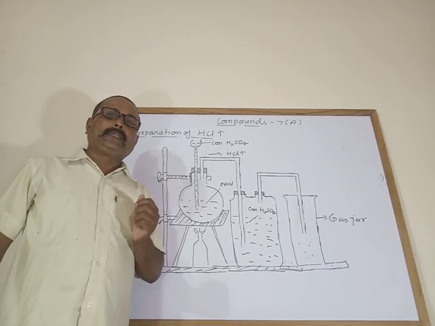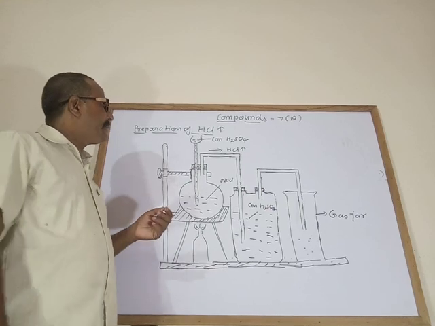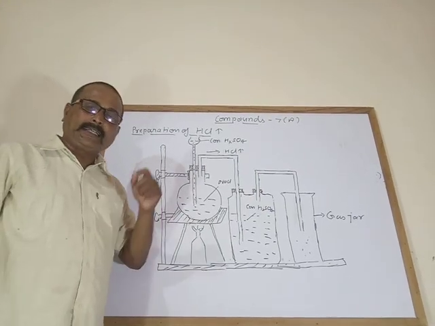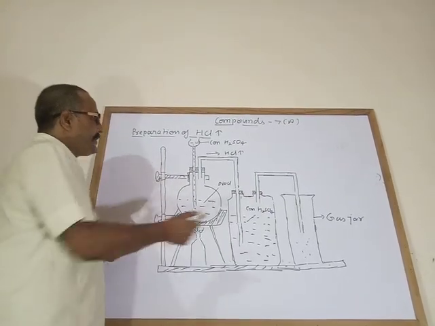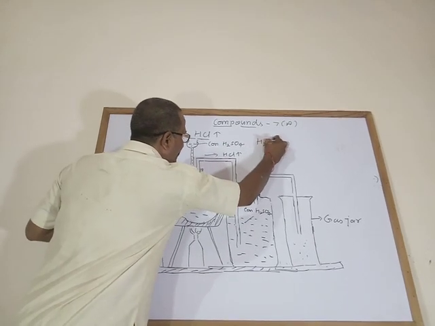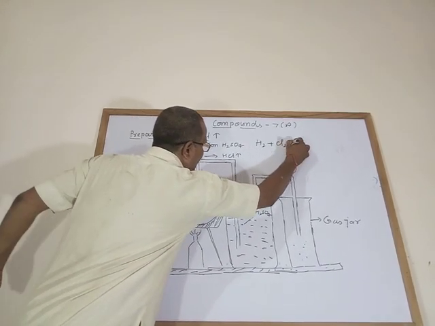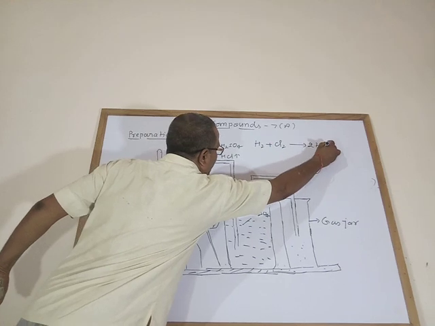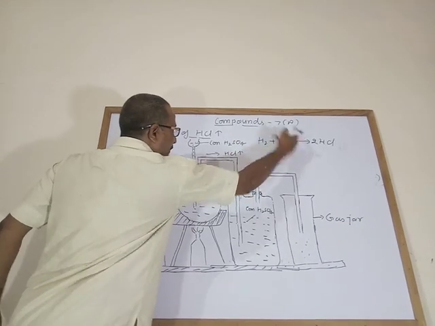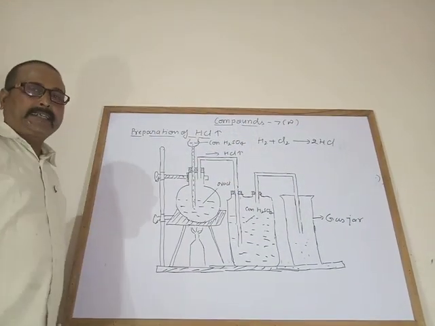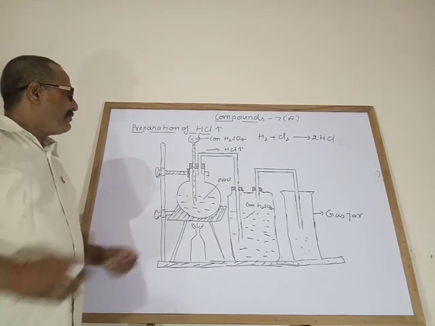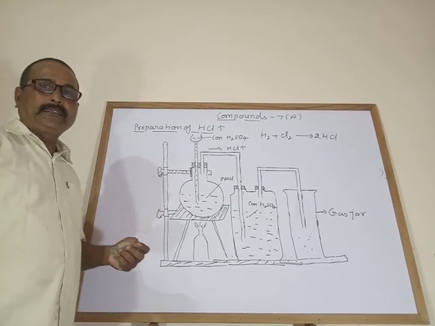One more question I gave: is it possible to prepare hydrogen chloride gas in the dark by using hydrogen and chlorine gas? Yes, it is possible to prepare it in the dark when activated charcoal is used as a catalyst. Afterward, the occurrence of hydrogen chloride gas.